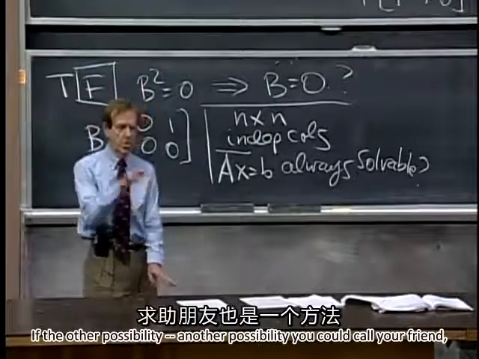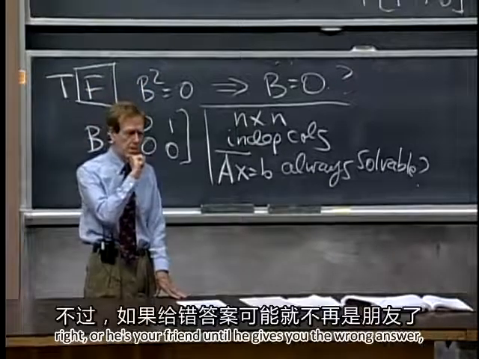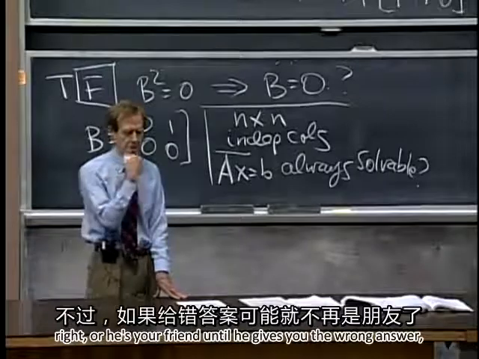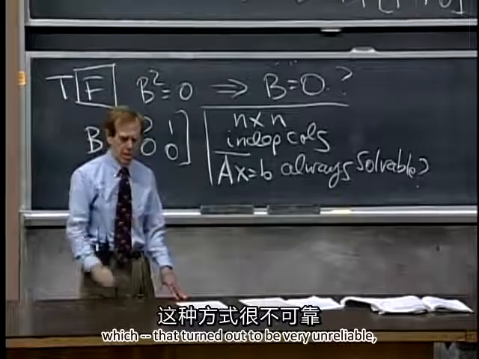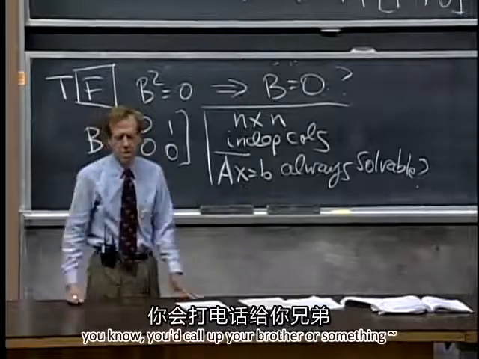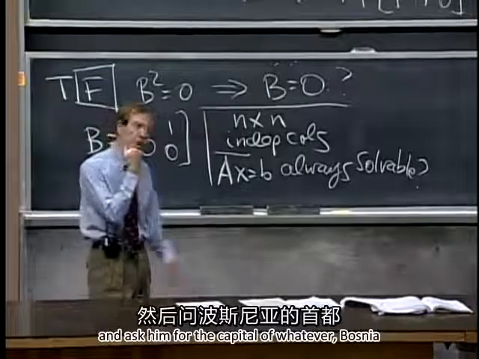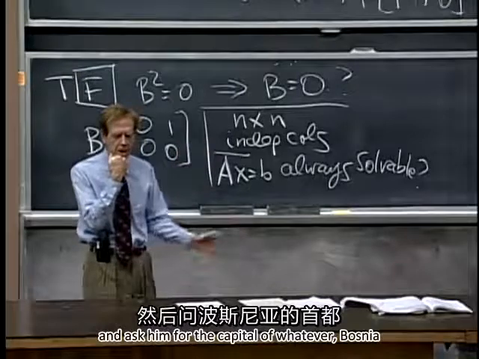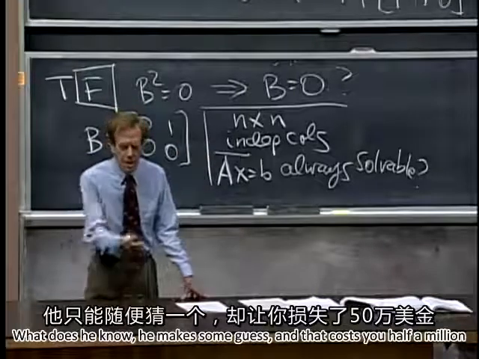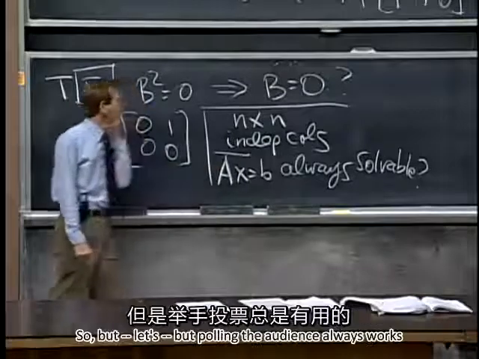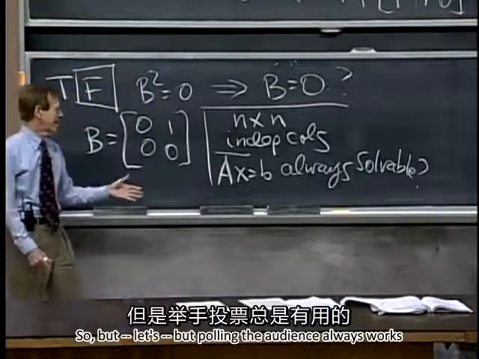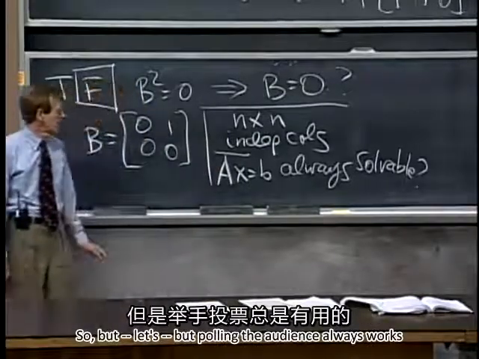Another possibility, you could call your friend. Or he's your friend until he gives you the wrong answer, which turned out to be very unreliable. You call up your brother or something and ask him for the capital of Bosnia, and what does he know? He makes some guess, and it costs you $500,000. But polling the audience always works.